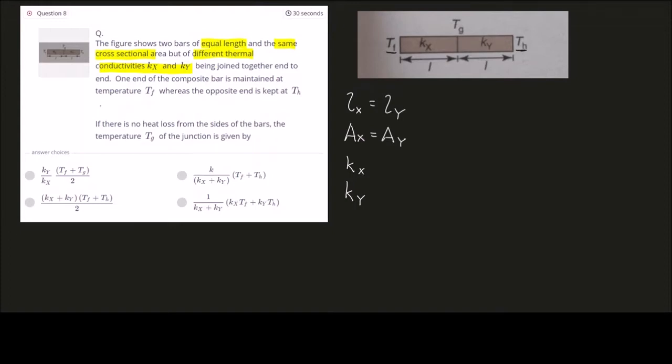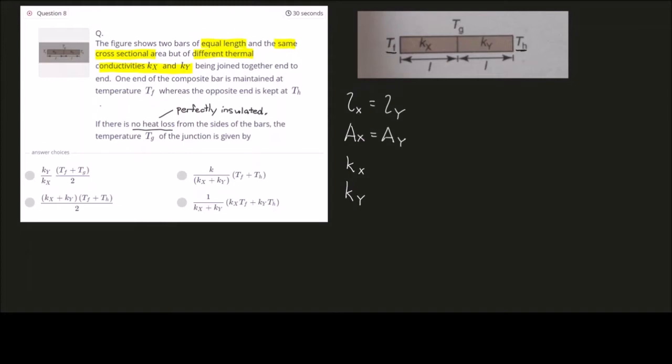Okay, so if there's no heat loss from the sides of the bar, you have to understand that when there's no heat loss, it means it's perfectly insulated. When things are perfectly insulated, only your equation for thermal conductivity works, because it's a linear line for your T-x graph.